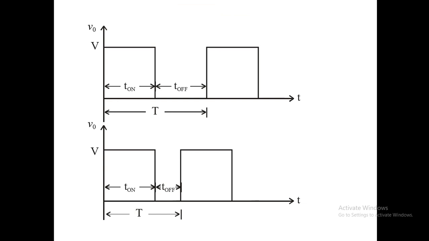The other method is where the time period is varied, keeping the turn on constant. Look at this, this is the turn on pulse width, and we keep this turn on constant and vary the time period. Varying the time period means the frequency of the switching pulse is varied. So this is another switching method to turn on the switch of the DC chopper.